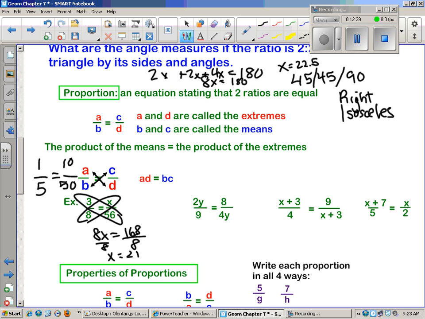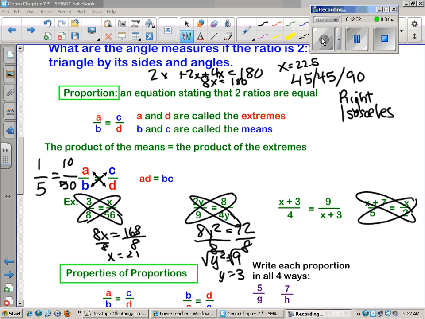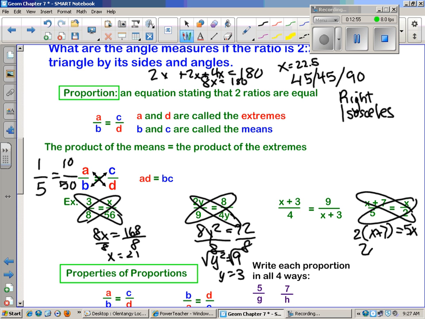All right, can you solve this one? Try this one. Cross products, and remember, you're not multiplying 2 times just x. You're multiplying 2 times this whole expression. So it's 2 times x plus 7 equals 5 times x. You have to distribute. Good job. So it's going to be 2x plus 14 equals 5x. And then you subtract 2x and you get 14 equals 3x. Divide by 3 and you get x is equal to 4 2/3.